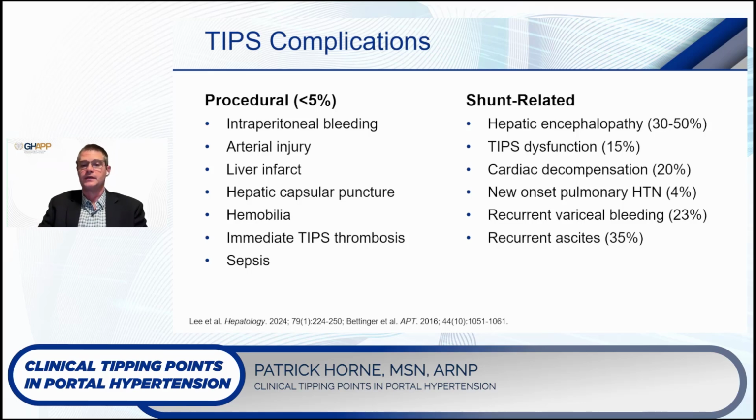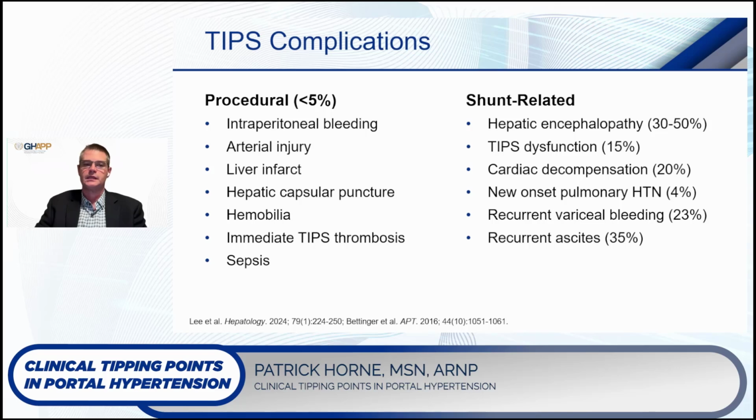So in terms of complications from TIPS, rarely do we see complications from the procedure itself. However, you can see things listed here: intraperitoneal bleeding, arterial injury, liver infarct, hemophilia, perhaps an immediate TIPS thrombus, and sepsis.